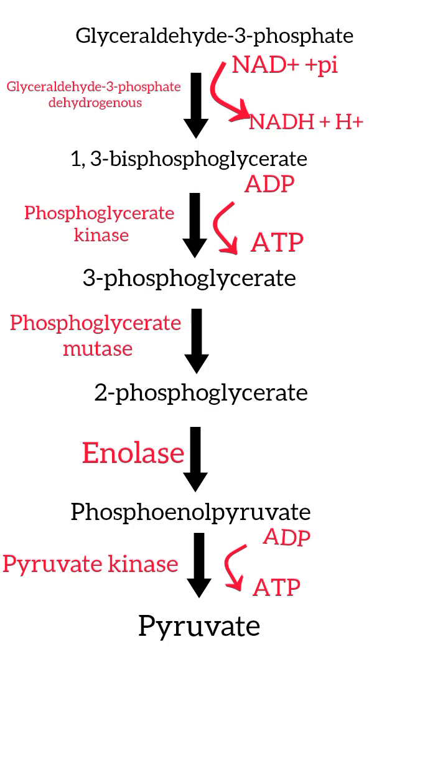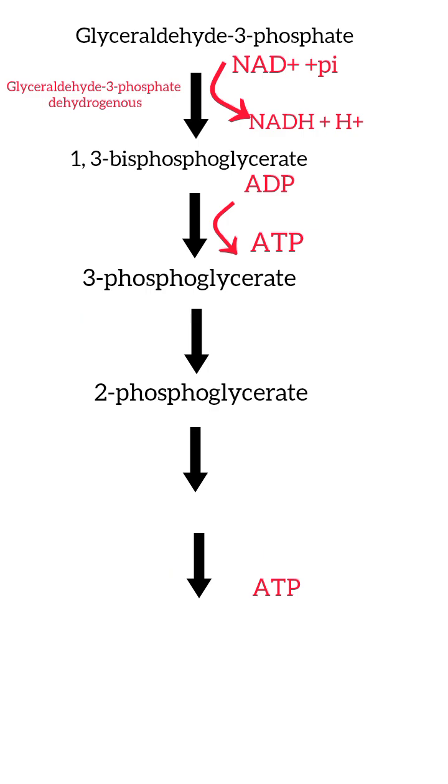Also, the reaction in step 7, which involves the conversion of 1,3-bisphosphoglycerate to 3-phosphoglycerate, is also a substrate-level phosphorylation because ATP is formed at the substrate level.